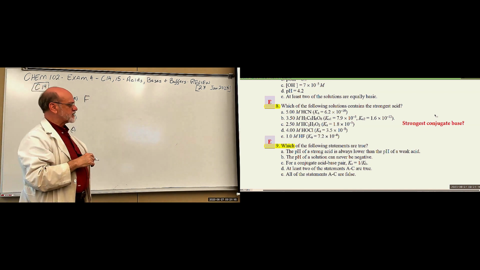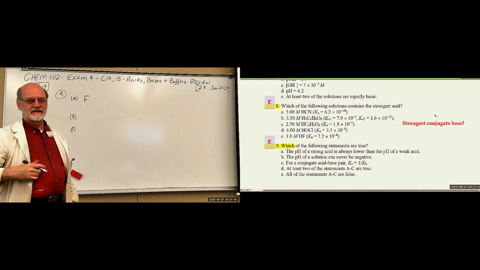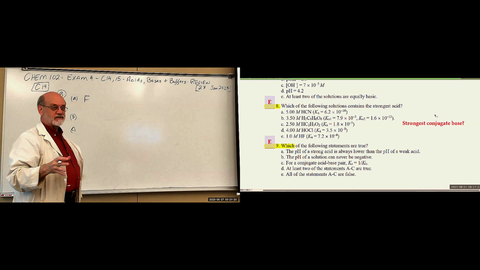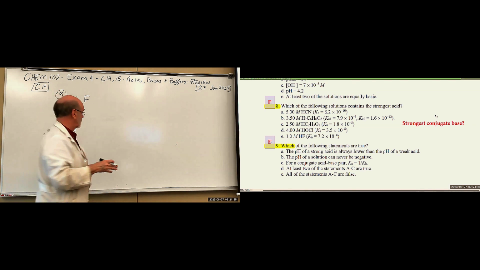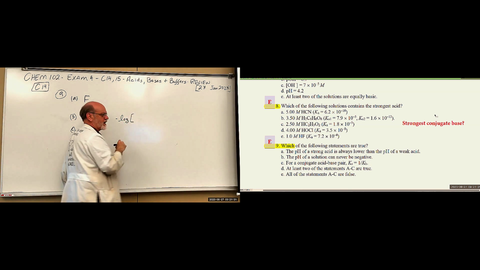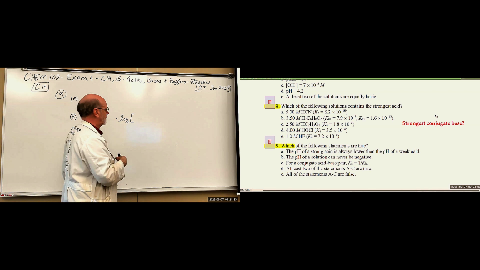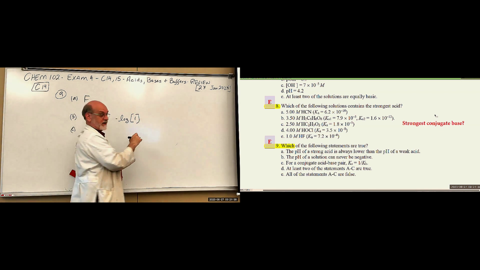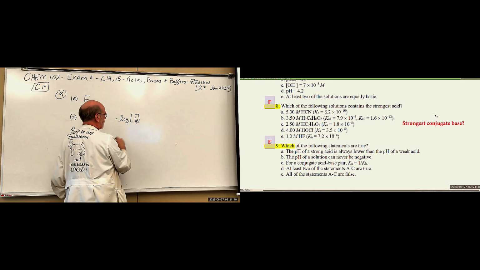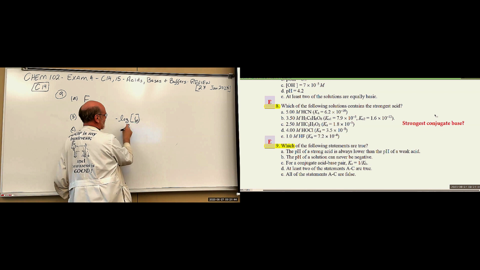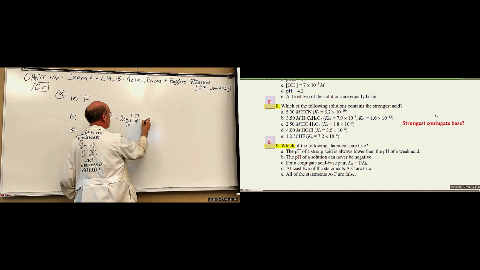The pH of a solution can never be negative. Right? I think I showed you that one in class. All we need is one example that gives you a negative pH. Let's say we have the negative log of a hydrogen ion concentration of, I don't know, 1 molar. How about that? Now that wouldn't work because 10 to the 0, that would be 0.